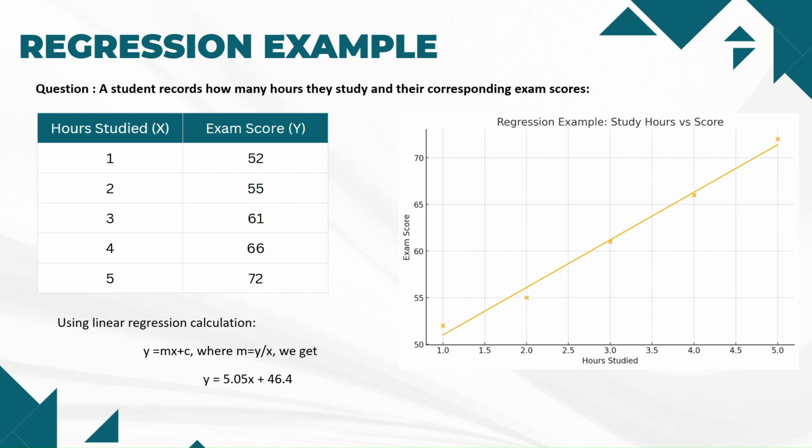So now, using the linear regression, we calculate the equation y equals mx plus c, where m is equal to y upon x. So we get the equation y equals 5.05x plus 46.4. This tells us for every one additional hour of study, the student's score increases by about 5 marks. Also, if a student studies 0 hours, the expected score is around 46 marks.